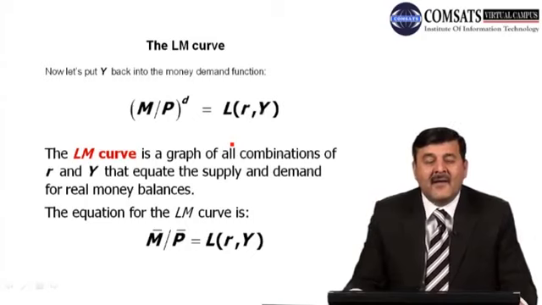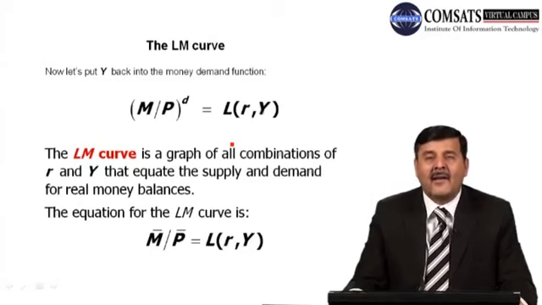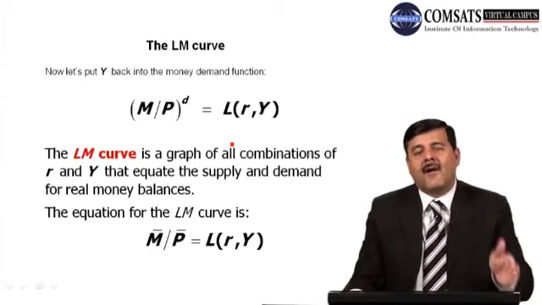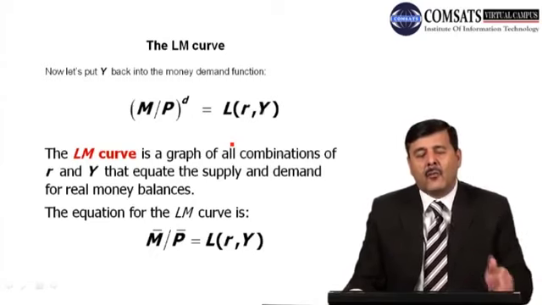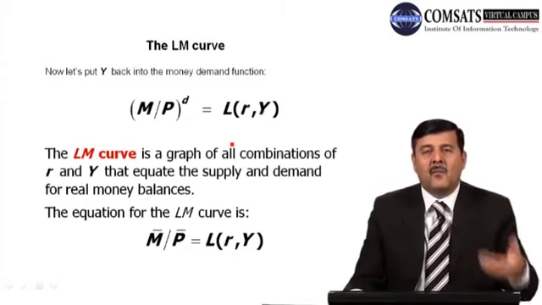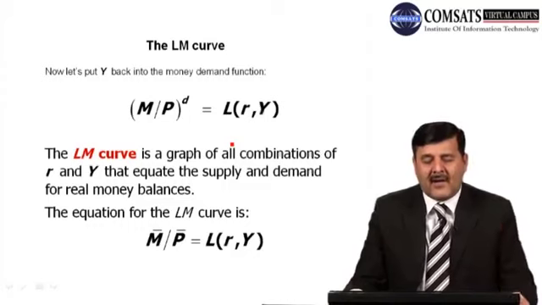Now, the LM curve is basically a graph of all combinations of R and Y that equate the supply and demand for real balances and bring equilibrium in the money market. In the case of LM, R and Y give us the combination of all those points that equate the supply and demand for money, which brings equilibrium in the money market, right?